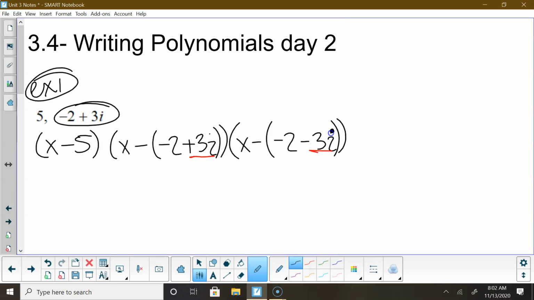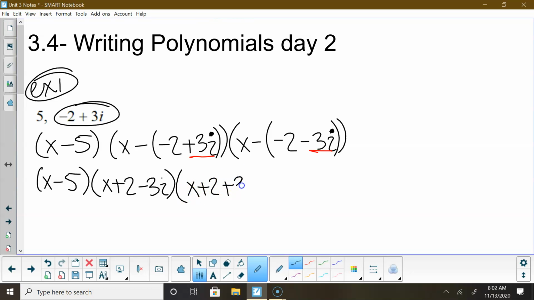And I'm going to make my dots bigger on my i's so they don't look like cheese. All right. So before you finish and say, okay, here's my factored form, I'd try to get rid of some of those inner parentheses and just clean it up a little bit. So factored form will be x minus 5, x plus 2 minus 3i, and x plus 2 plus 3i. Okay.